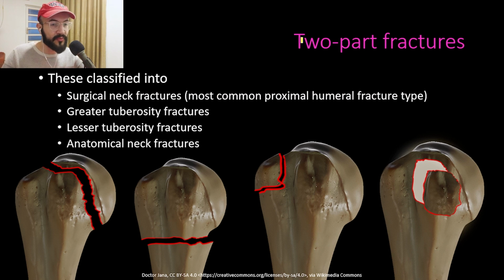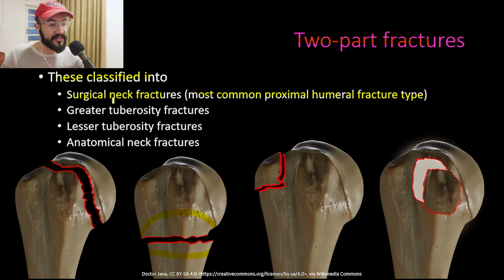Now regarding the two-part fractures, these are classified into two-part surgical neck fractures, which are the most common proximal humeral fracture type. And the two-part surgical neck fracture is here in this example. And in the two-part fractures, we also have the two-part greater tuberosity fractures that you can see here, and a two-part lesser tuberosity fracture that you can see here, and a two-part anatomical neck fracture that you can see here.